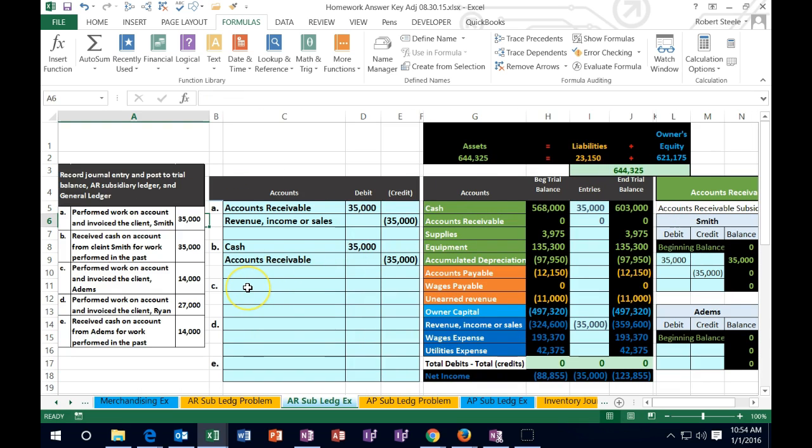Next one. Perform work on account and invoice the client items. All right, so we're going to do work on account. So is cash affected? Or we did work on account. Is cash affected? And answered no, because we did it on account and we issued an invoice. When we issue an invoice, because we did work, and therefore we earned revenue, we believe we've received the intangible asset of an IOU called accounts receivable.